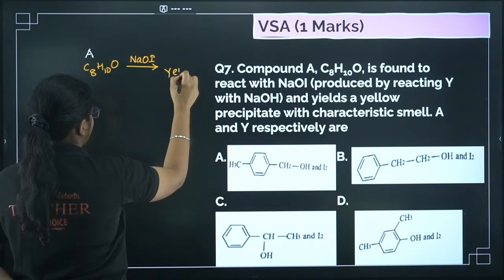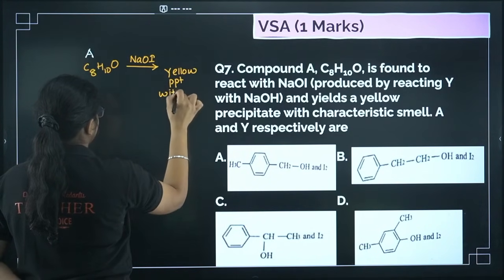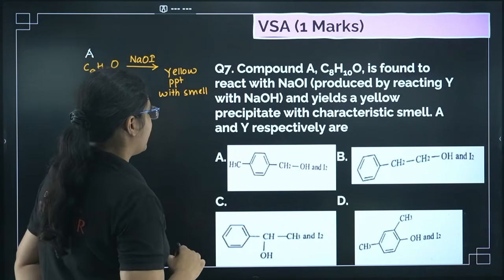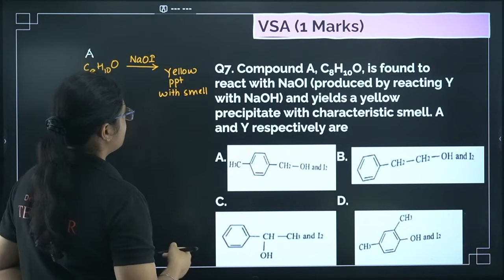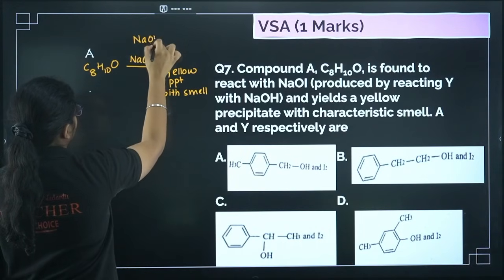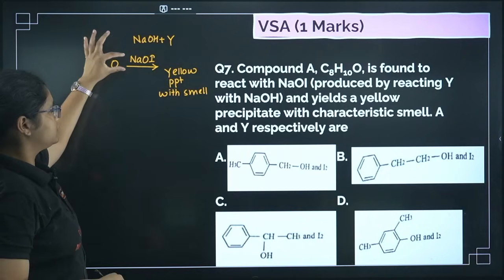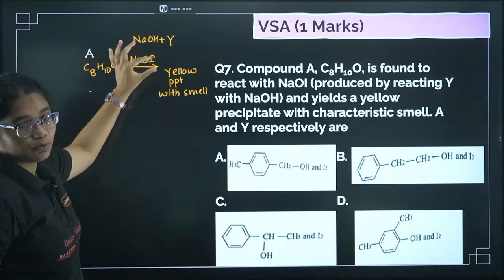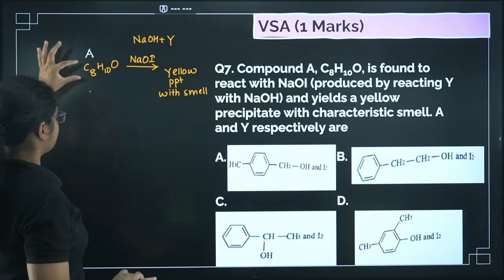So here we get a yellow precipitate with characteristic smell, right? Next, A and Y respectively are. Here this NaOI was produced by reacting NaOH with Y, so we have to find A and Y. We know that if you react NaOH with I2, you will get NaOI. So Y is I2, which is there in all the options. Now we have to find this part.